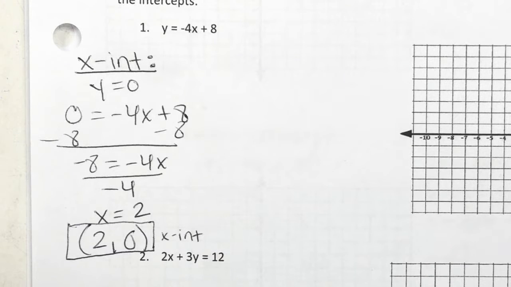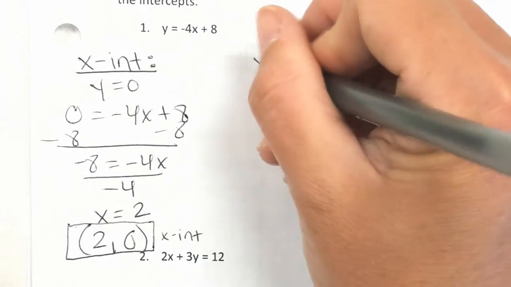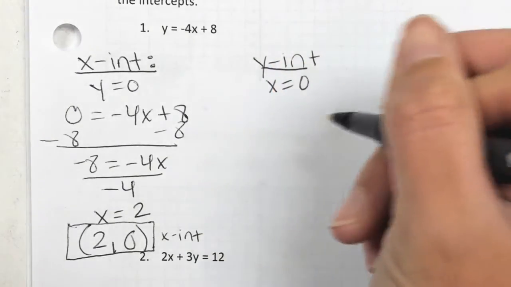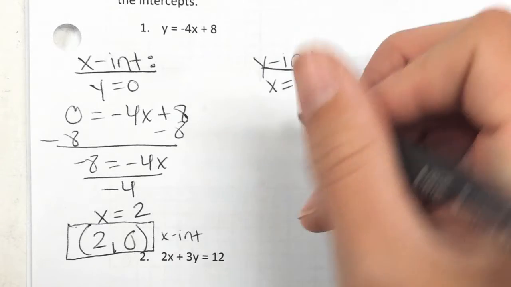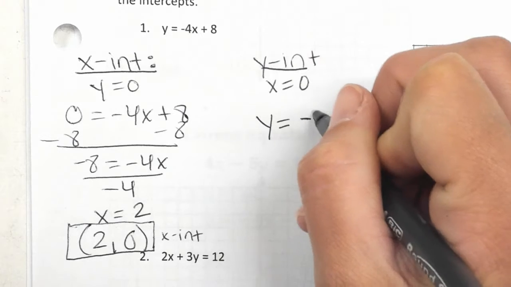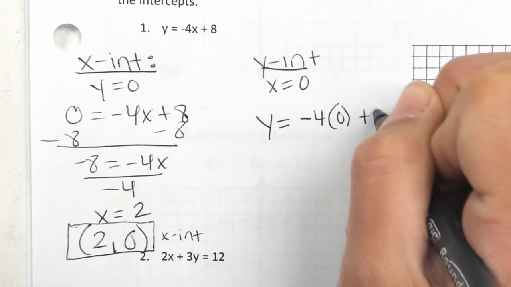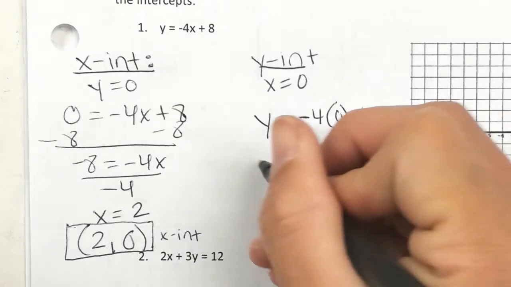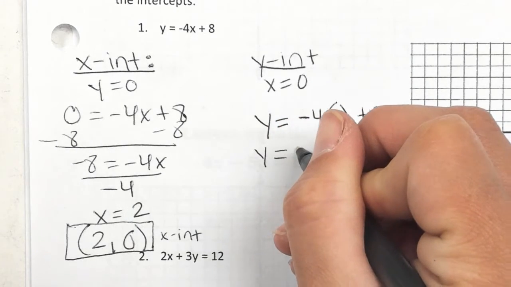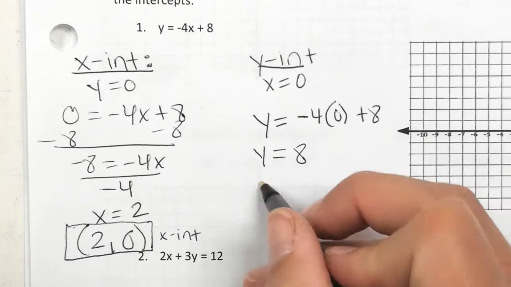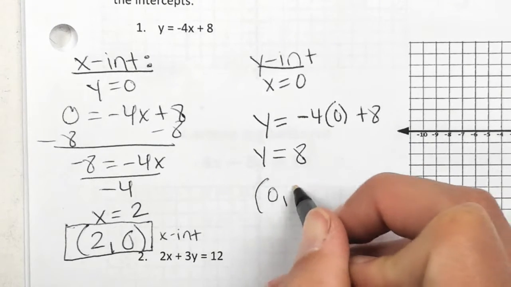Any questions about that part? Don't you just do the same for the y? For the y-intercept you set what to 0? X. Good. Set x to 0. So tell me how to rewrite it with x being 0. y equals -4 times 0 plus 8. And what happens to the -4 times 0? So you just have y equals 0 plus 8, which is just 8. And so tell me what that coordinate point would be. (0, 8). Very good.